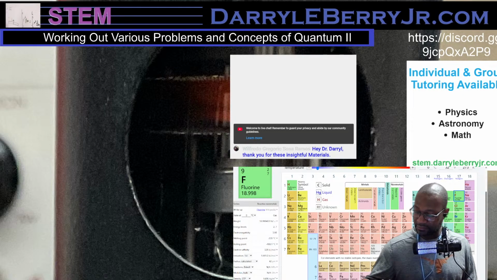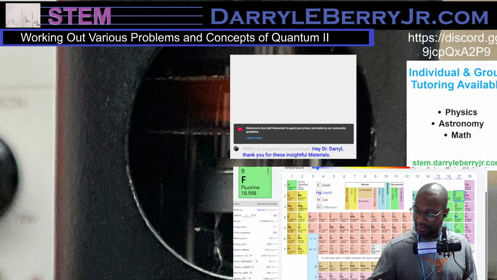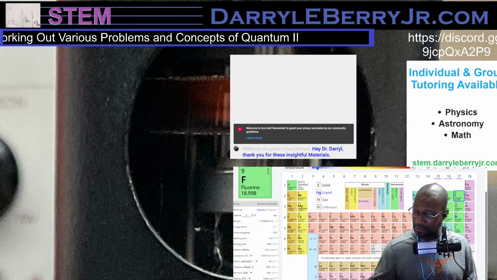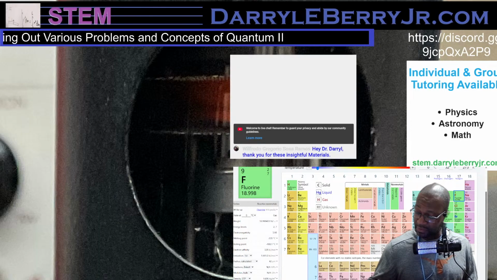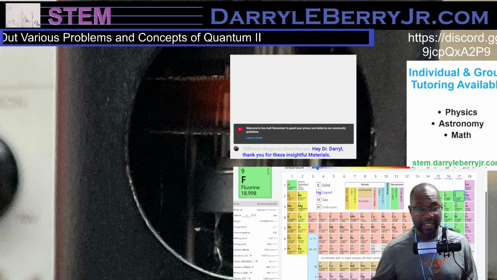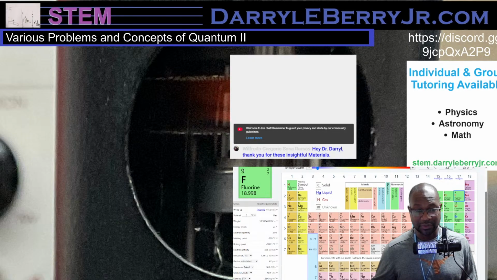The middle 10 is the D configuration. L equals 2. So we have ML equals -2, -1, 0, 1, 2. So we have 5 places that can hold 2 electrons each, 1 up, 1 down. As you can see, we have 10 electrons total, and that's why we have the middle part of the periodic table having those 10 in red.